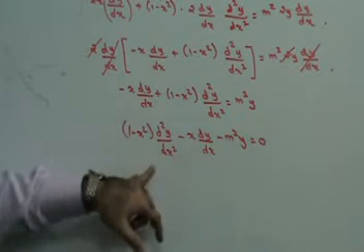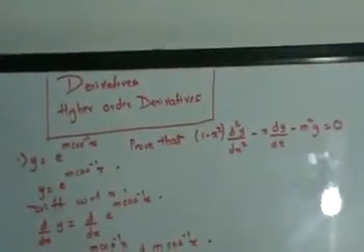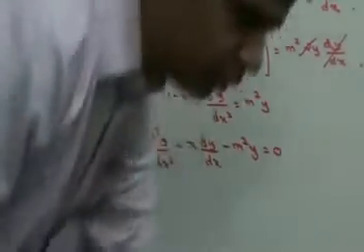Now if I were to look at the answer, this is exactly what I have to prove. That was exactly what we have to prove. So in higher order derivatives, basically you differentiate multiple times. Fine, do we get this? Let's move on to the next one, guys.